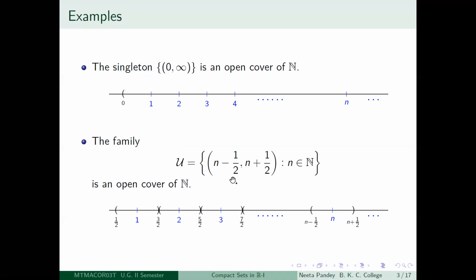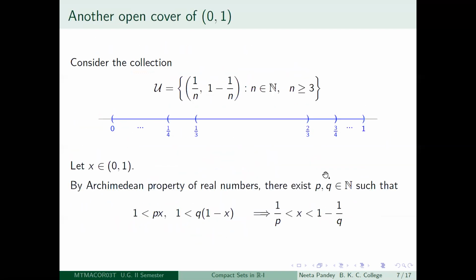So if I drop even a single one, suppose I drop half to 3 by 2, then 1 is left out. You can no longer cover 1. Similarly, if you leave out 3 by 2 to 5 by 2, you can no longer cover 2, and so on. So if you leave out any of these n minus half to n plus half, even one of them, then it will not cover the number n. So therefore, you cannot extract a finite subcover. You cannot leave out even a single one. You need all of them to cover the set of positive integers. Therefore, this cannot have a finite subcover.